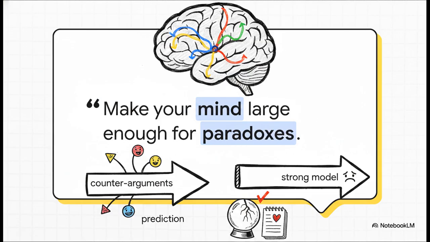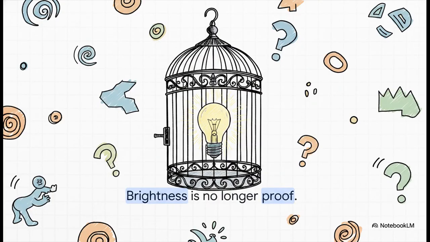Let's tie all these threads together. Your strongest model causes drift because it is lonely. It needs counter-arguments. The real skill of a strategist isn't perfect prediction. Now, the real skill is staying brutally honest when your prediction inevitably fails. Brightness is no longer proof. A mind trapped with one model is simply trapped in an elegant cage.